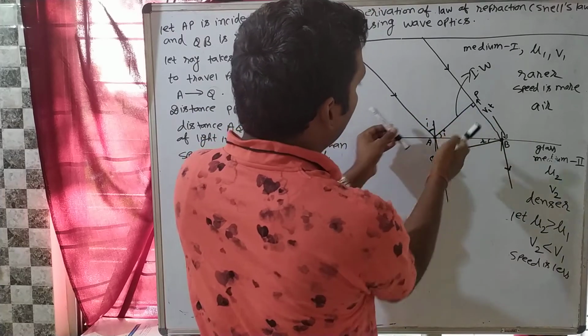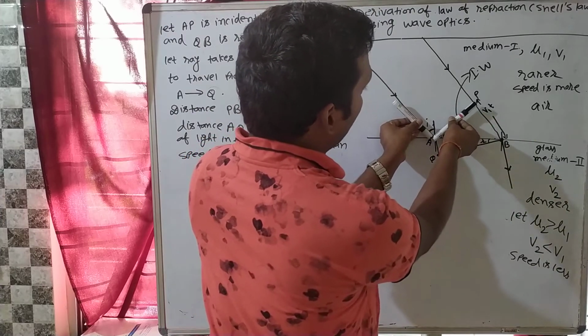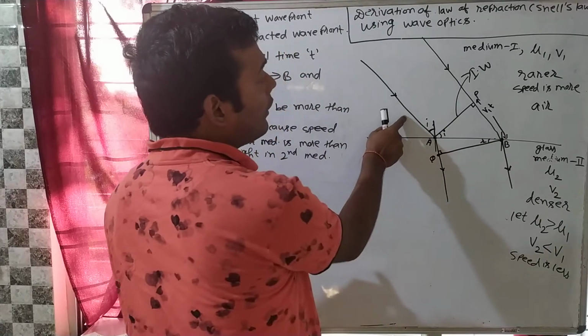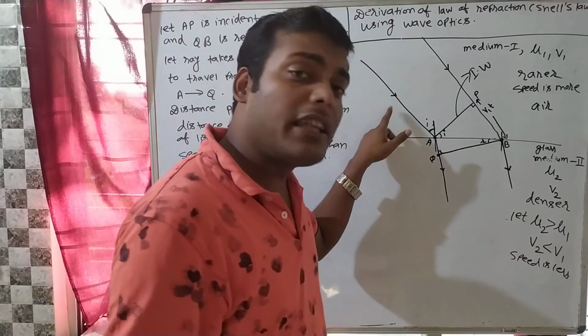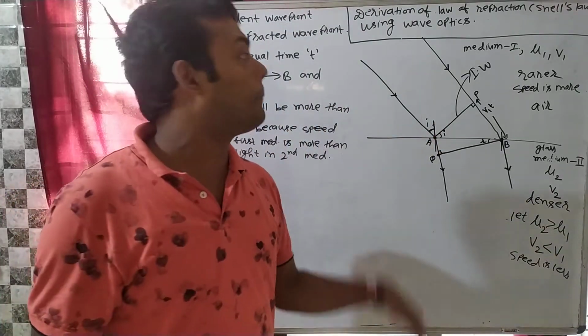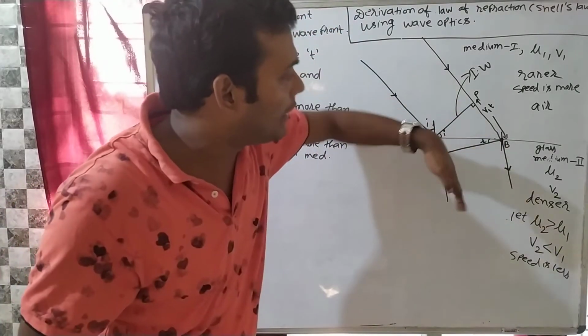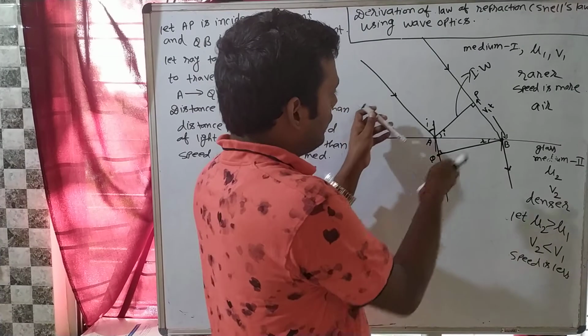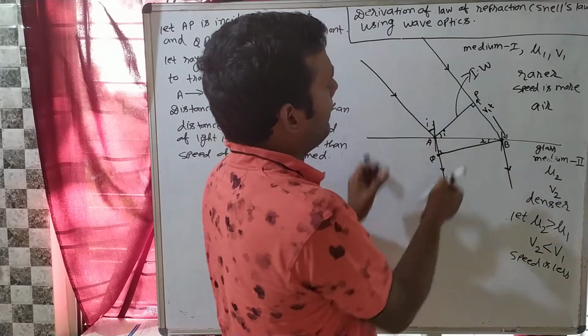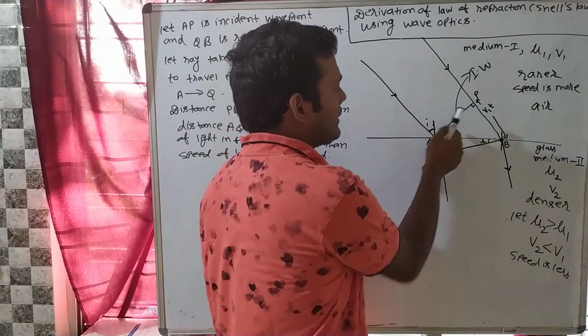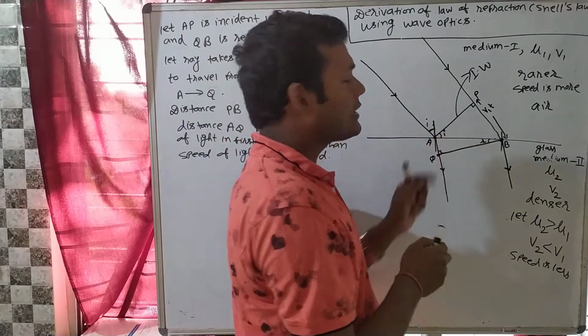This is the incident wavefront and this is the incident ray. The wavefront is always perpendicular to the ray. So wavefronts are perpendicular to the propagation of the ray. Where is the propagation of the ray of light? Here. So the wavefront is this, and the direction of propagation is like this. So this is perpendicular.